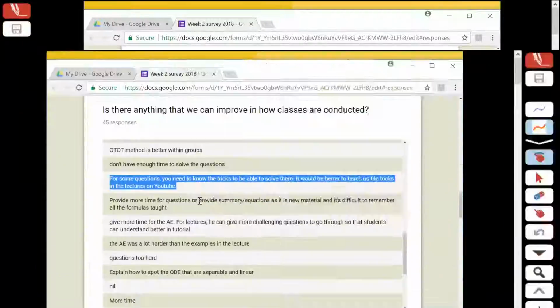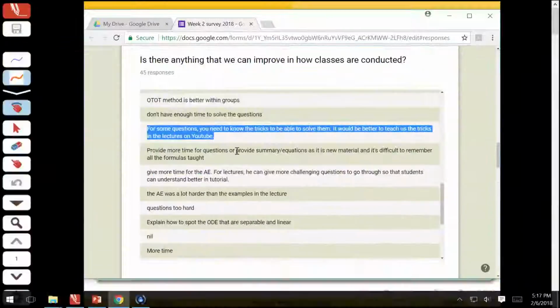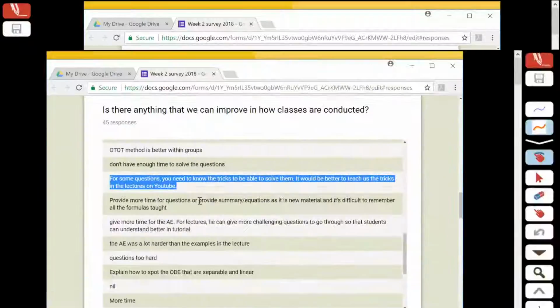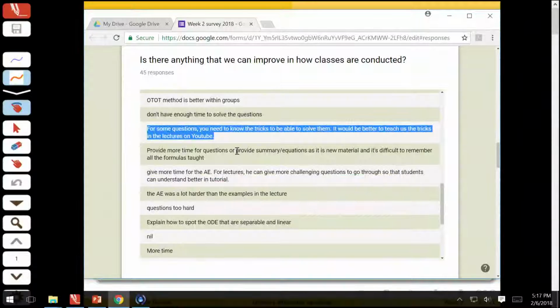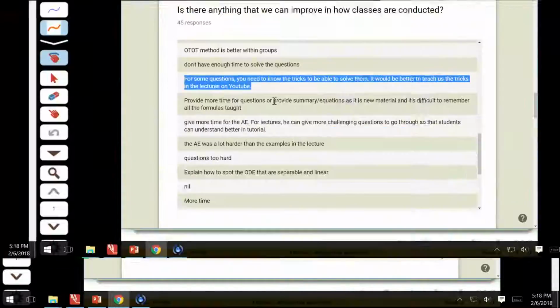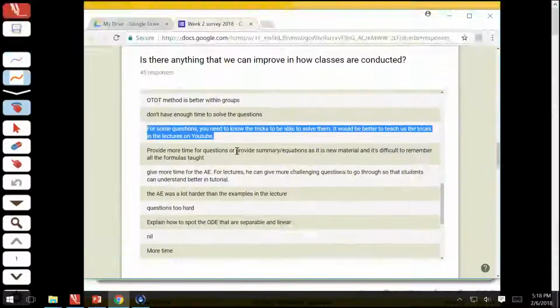Mathematics is about logical reasoning, about finding patterns, and about understanding abstract concepts. So what I want to say is that I'm not going to teach you those tricks for solving questions, because I want to teach you how to invent those tricks. My answer to this suggestion is absolutely not. I want you to invent those tricks.